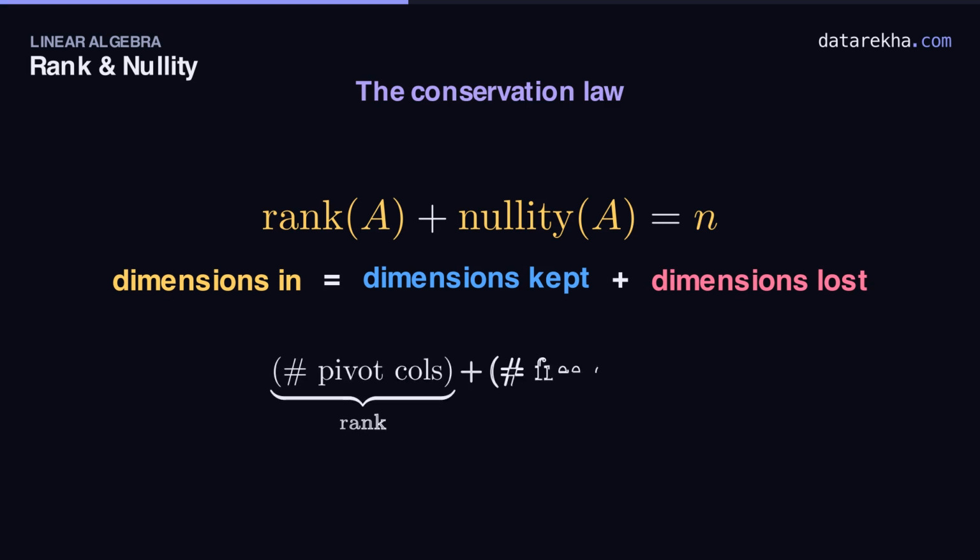And the reason is almost embarrassingly simple. After row reduction, every one of the n columns is either a pivot column, it adds 1 to the rank, or a free column, it adds 1 to the nullity. There's no third kind. Sort n columns into 2 bins, and the 2 counts must sum to n.